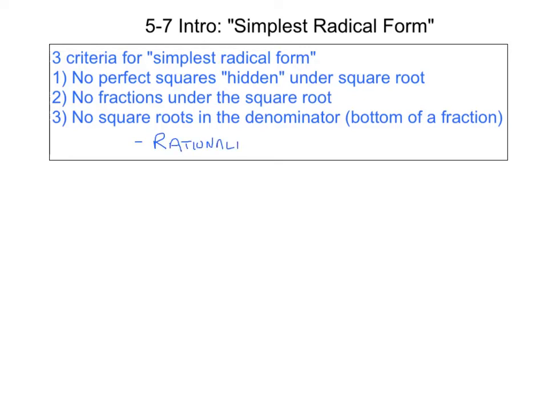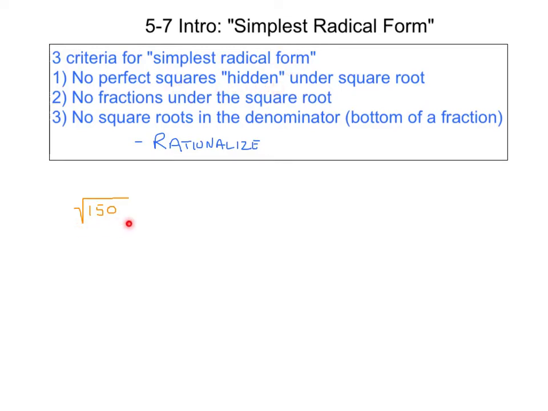So this video here is going to review how to rationalize and also how to pull out those hidden perfect squares from under the square root. So our first example, we want to simplify the square root of 150. So we're told to find it in simplest radical form. So the first criteria says we cannot have perfect squares hidden under the square root.